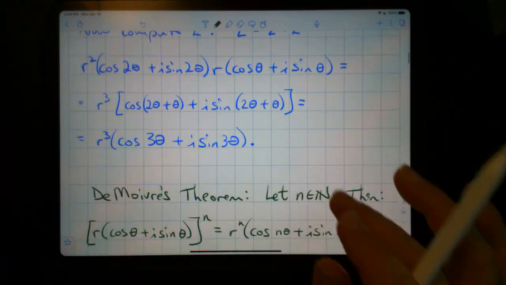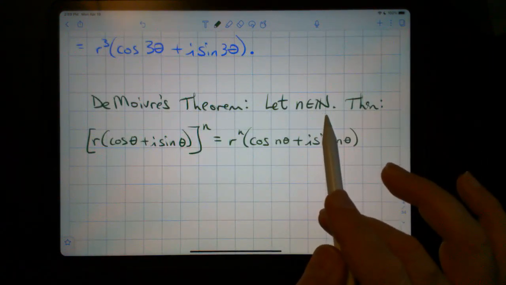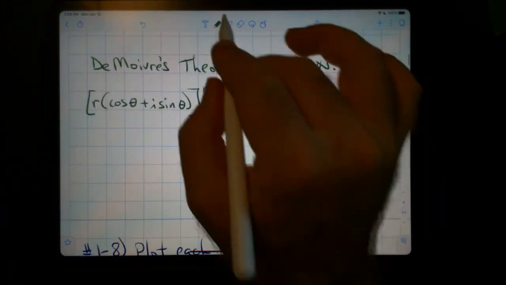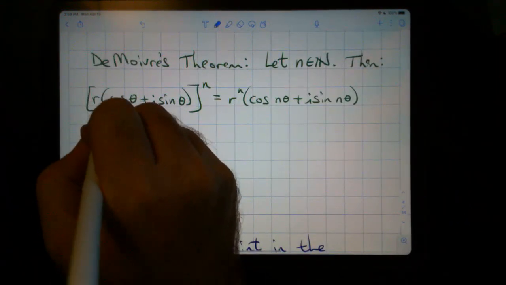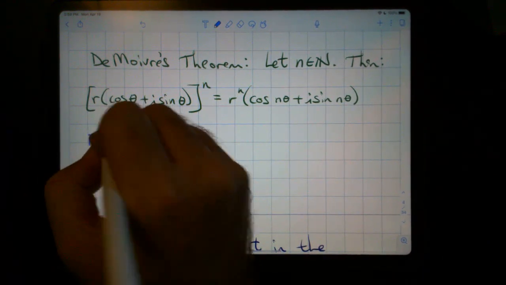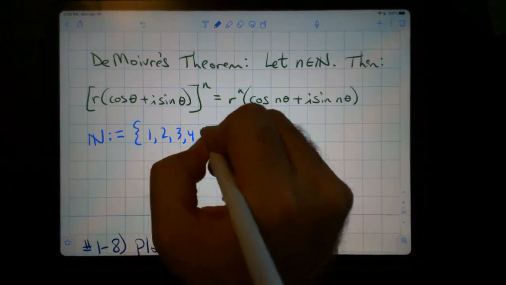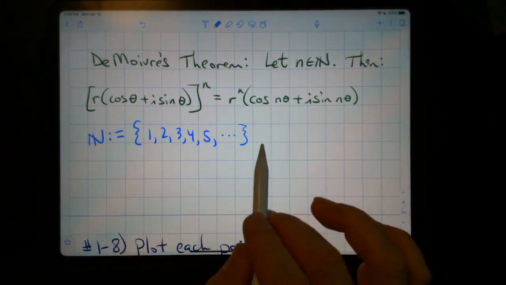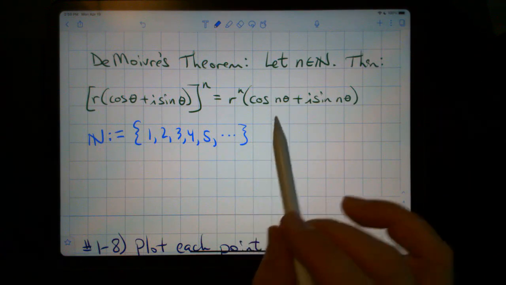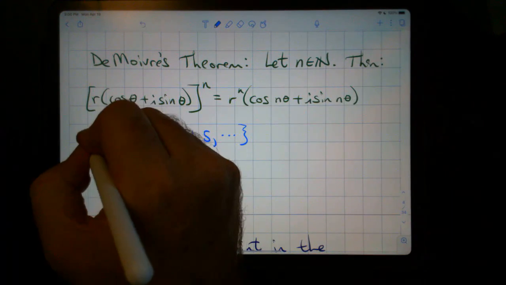And this gets us into DeMoivre's theorem. So here, we're going to let n be an element of the natural numbers. What that is, your natural numbers, these are defined as, they start at 1, 2, 3, 4, and they go up to infinity. No fractions, no negatives, no zero. So those are your natural numbers.